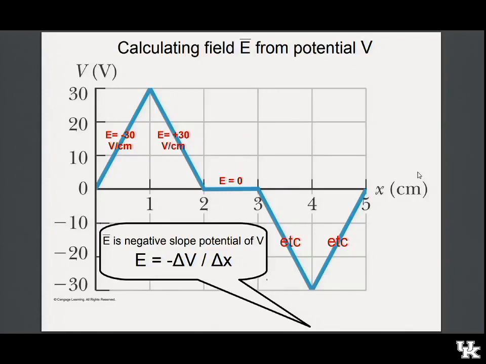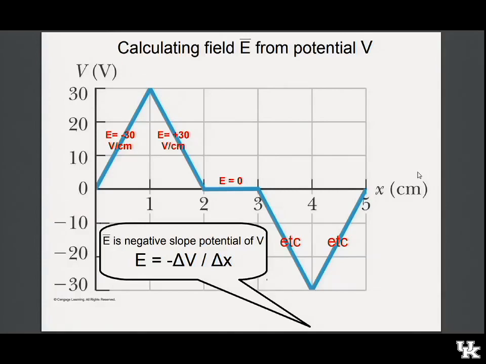In this region here, from 0 to 1 centimeter, what's the slope? Well, the change in potential is 30 volts. The change in position is 1 centimeter. And so the slope is 30 volts over 1 centimeter. The change in the y-axis divided by the change in the x-axis. The change in voltage divided by the change in position. So it's 30 volts per centimeter.